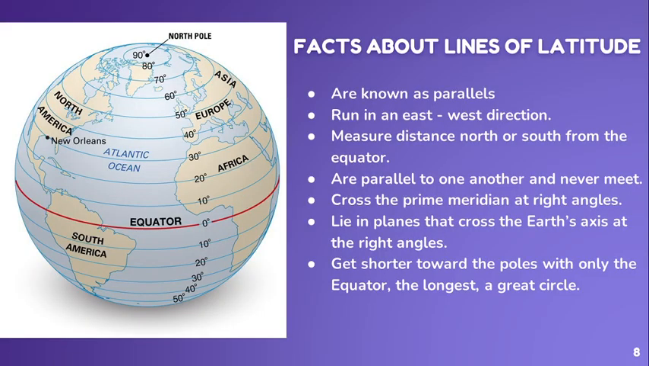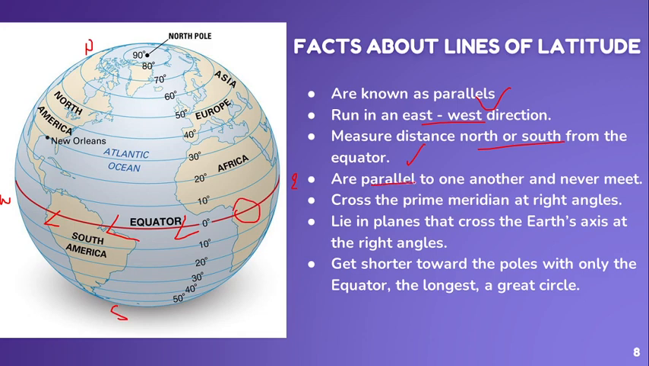Coming to our next one, facts about lines of latitude. So let us see the facts. These are known as parallels, and they run east to west. This is our east direction and this is our west direction, and they run in this way. They also measure the distance north or south from the equator.